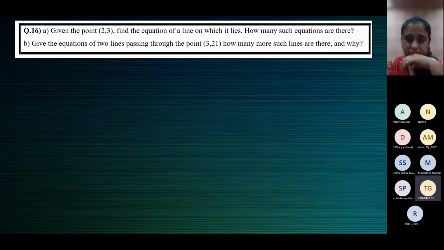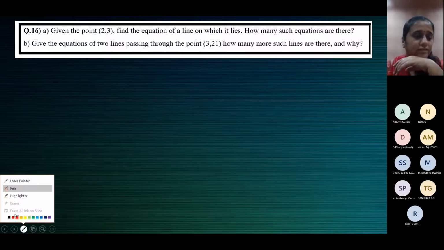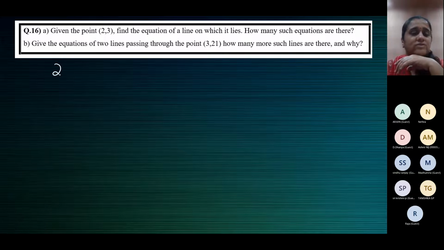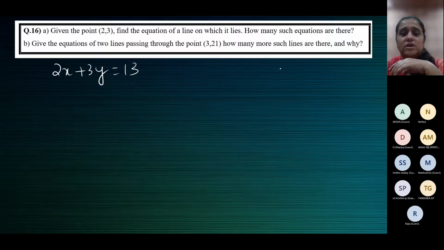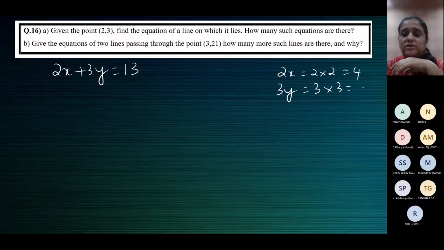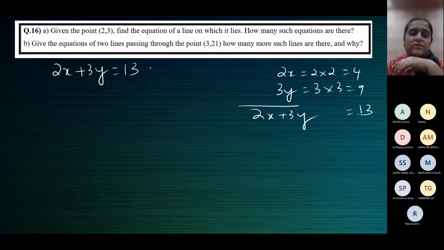Ma'am, 2x plus 3y is equal to 13, ma'am. 2x plus 3y is equal to 13, is it? Okay, let's check. 2x is equal to 2 into 2, 4. And 3y is equal to 3 into 3, that is 9. So 2x plus 3y is equal to 9 plus 4, 13. Perfect. Very good, Tanishka.